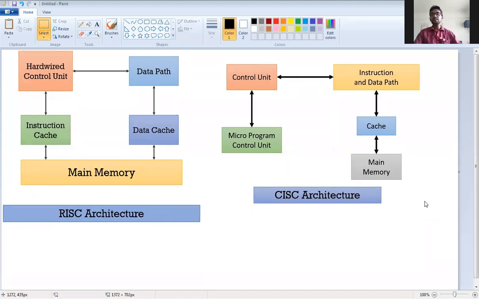So this is the RISC and CISC architecture. As you can see, all the architectures are covered for processor or the controller. Okay, if no doubts, then we can move on to another topic.